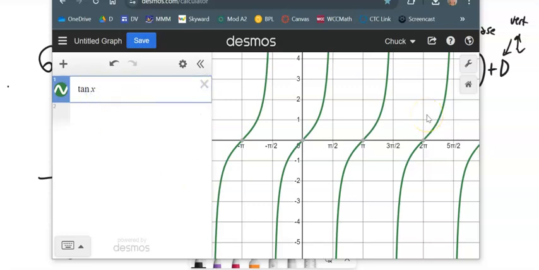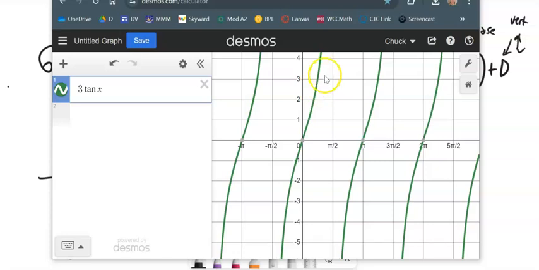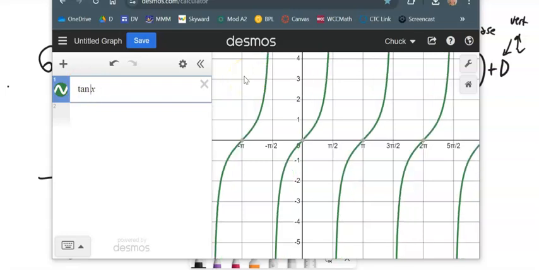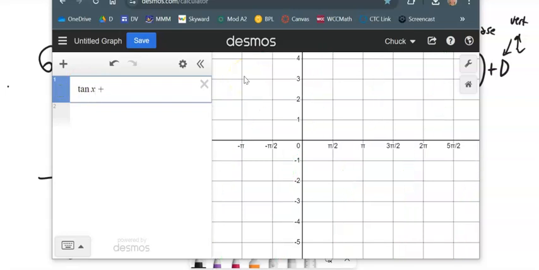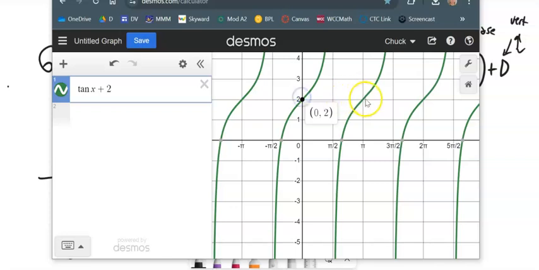So for example, notice I have this point right here, this pi over 4, 1. And if I multiply this by 3, say, now notice it's way up here at 3. So that's going to stretch it this way. If I go plus 2, everything moves up 2, right?